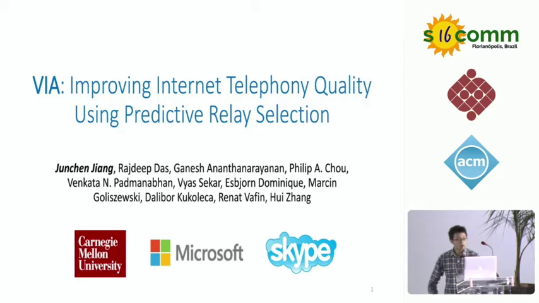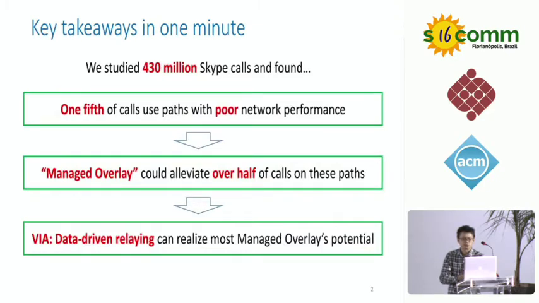But let me first quickly walk you through the key points. The talk is about network performance for internet telephony such as Skype and how to improve it. First, we studied 430 million Skype calls and found that about one-fifth of the calls have poor network performance. Okay? And to improve the network performance, we revisit the traditional overlay network approach with an emerging architecture called a managed overlay, and we show the managed overlay could dramatically improve network performance for Skype. The key challenge, though, is to select the optimal relay point for each call.